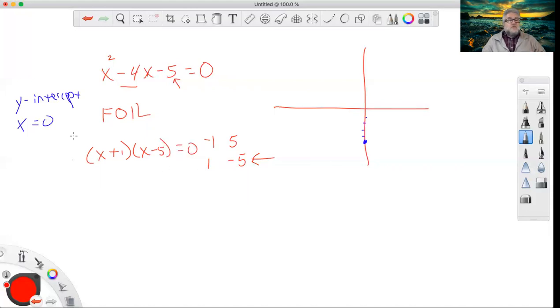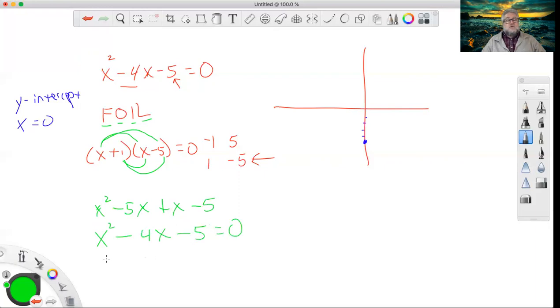And now I can check to see if this is the same as that. So first two, that's the F, x squared. Outside two, minus 5x. Inside two, that's those, plus x. Last two, minus 5. So this gives me x squared minus 5x plus 1x is minus 4x minus 5 equals 0. So sure enough, that's the same as this. So this is the factored form of the top equation.